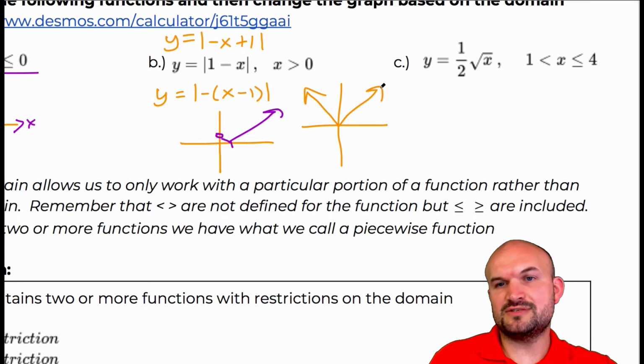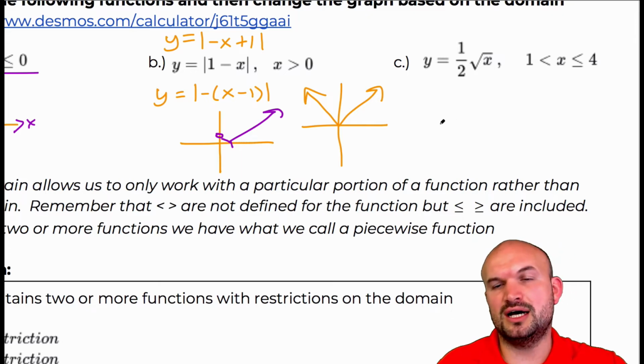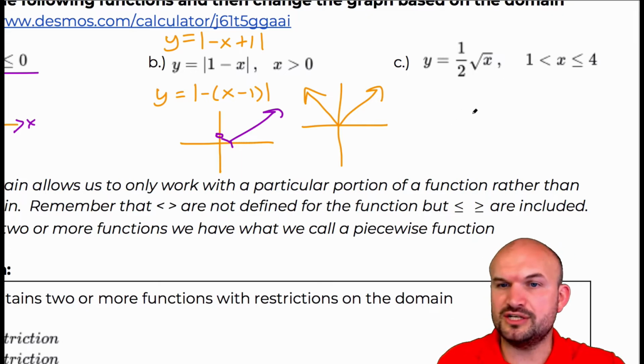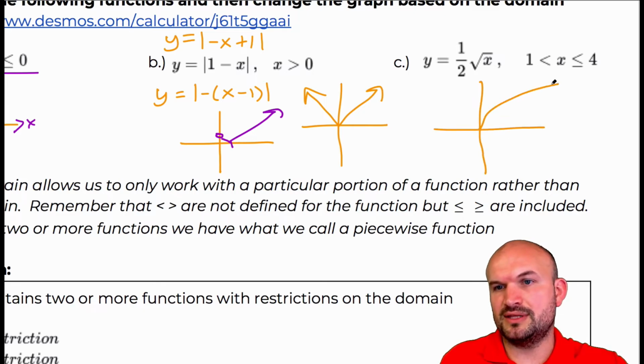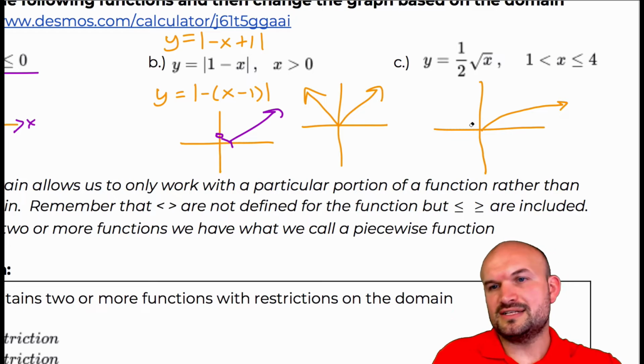All right, next one is we have y equals 1/2 square root of x. So that's going to be a vertical compression. The square root function, we know, looks something like this. If I'm going to do a vertical compression, it maybe looks something like that, right? So let's go ahead and delete the other one. And so there's what we're dealing with.